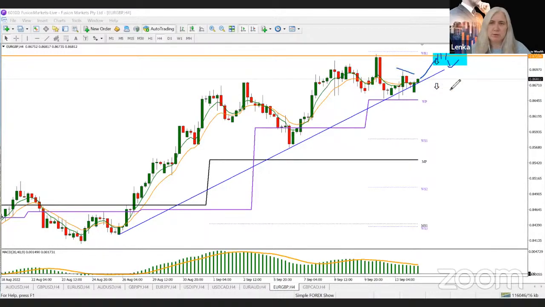Alternatively, if this just goes sideways, it might not go all the way to the top. Then that might be a little bit tricky, because there's the weekly pivot in the way. So I might wait until price action closes underneath the weekly pivot before going short after that.